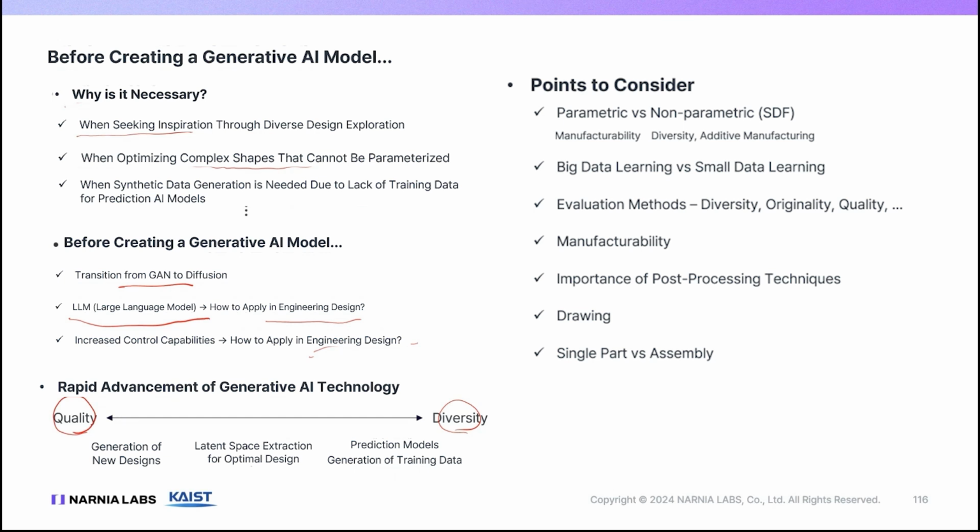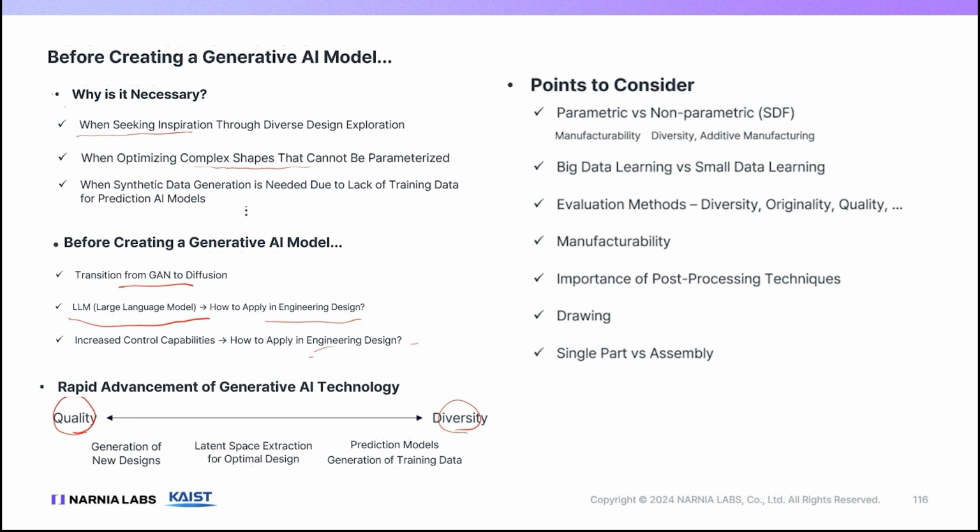And unlike the service industry, manufacturing has less data, so you need to think more about methodologies that can learn from small datasets, no matter what. And we also need to keep thinking about evaluation methods for diversity, originality, quality, and so on, and how we can effectively teach manufacturability to AI. And post-processing techniques for creating drawings are also extremely important. Or, after generation, post-processing techniques are needed to improve quality. I mentioned this earlier along with drawings.